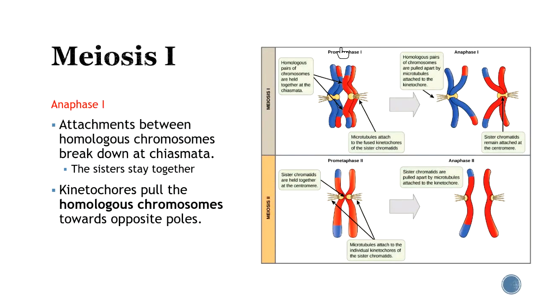So what's going to happen is the homologs are going to break apart. This homologous pair is going to go one direction, and this is going to go the opposite direction. We're keeping the sisters together. So we're just going to pull this set this way and this set this way. And what's going to happen in meiosis 2 is where we're going to break up the sisters. So the sisters are together in meiosis 1, and we split them in meiosis 2. So the big difference is we're pulling the homologs apart in meiosis 1.